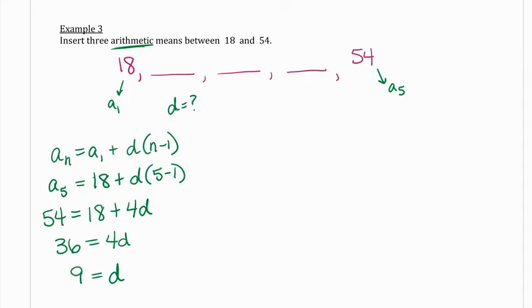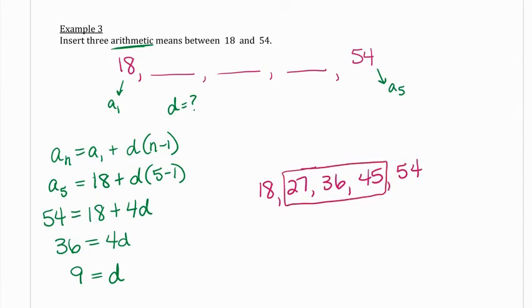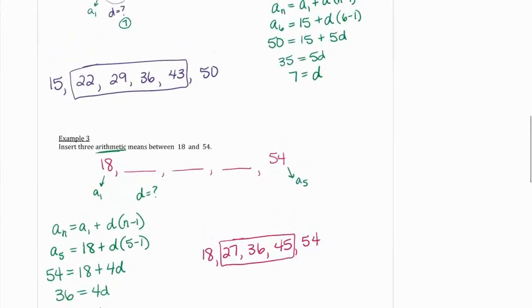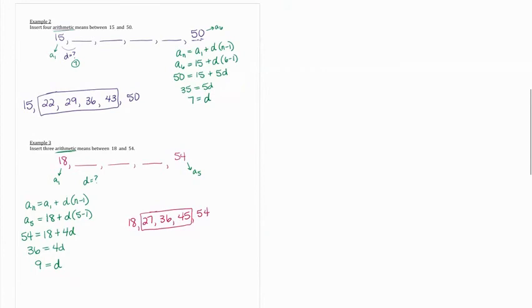So that means we need to add 9 each time, right? So if I started with 18 I'm going to add 9, I get 27. Add 9 again, I get 36. Add 9 again, I get 45. Add 9 again, we end up with 54, which is what we wanted. So the three means that we inserted are 27, 36, and 45. Okay. All right, so that's how we can insert means into an arithmetic sequence. Okay? We can insert terms in between two numbers to make sure they all have the same common difference.